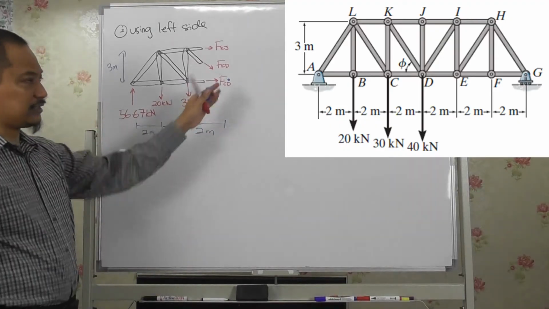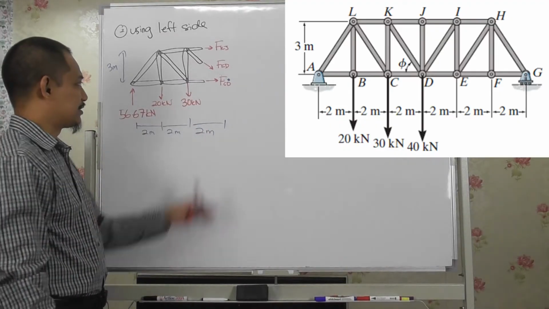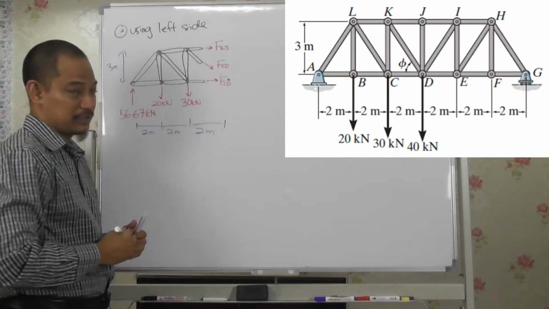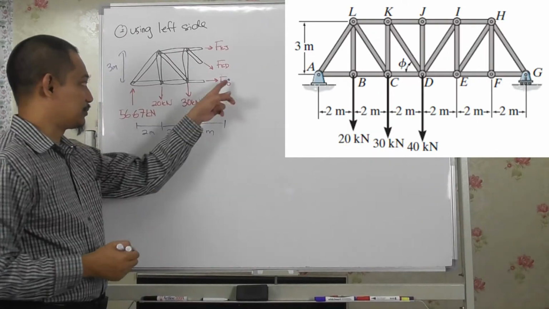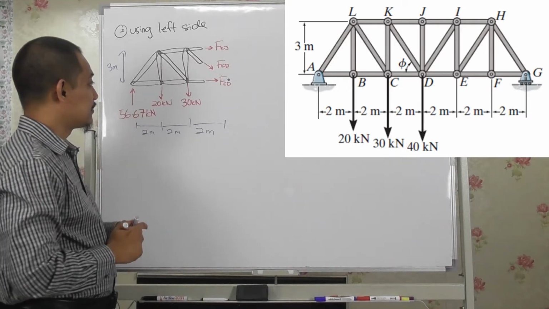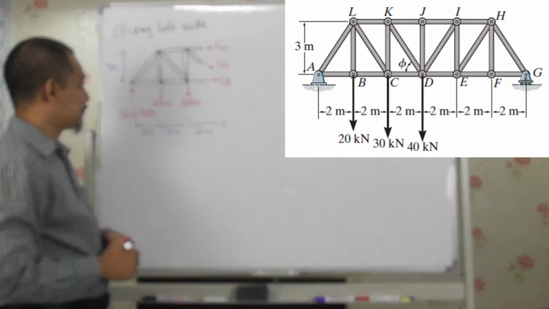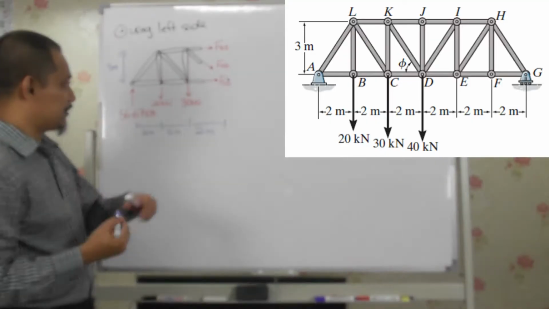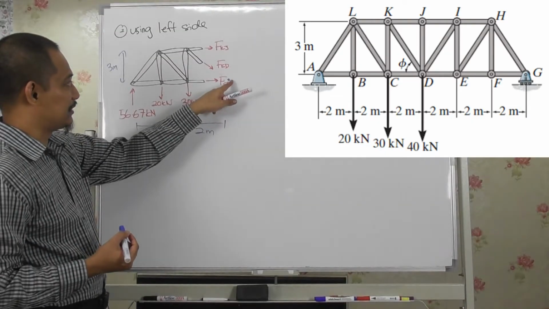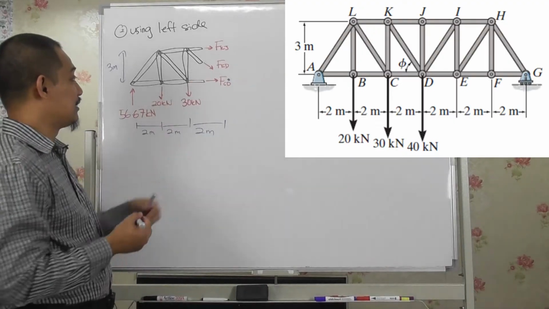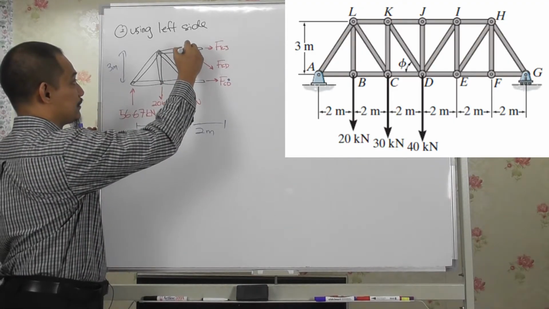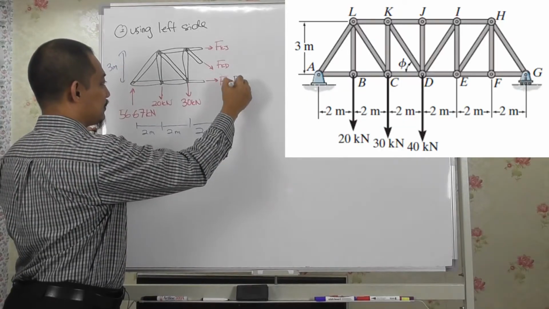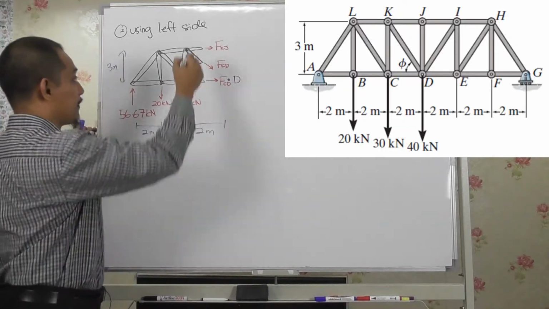Now why do I add this point? This is not part of the structure, but it is beneficial to take summation of moment about this point, right? There are 2 points that will make it easier. One is taking moment here, then you can directly calculate for FKJ. One is taking moment here. This is point D, this is point K.